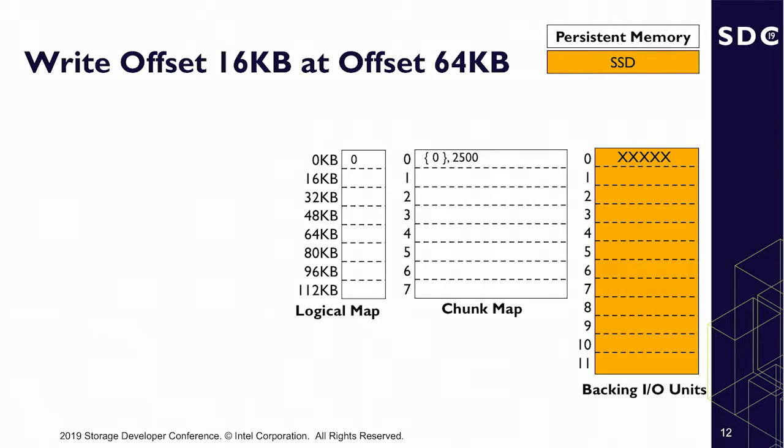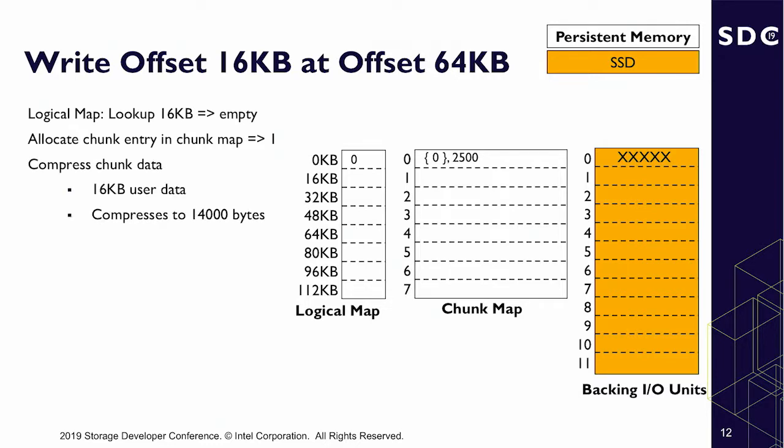Okay, so now we're going to write a full chunk. We're going to write a full 16K to offset 64K. Go ahead and hit the next. Here we can see this is empty. It says 16K, but this should have said 64K. So we're going to look up here. This is empty. There's nothing there yet. We're going to allocate another chunk entry in the map.